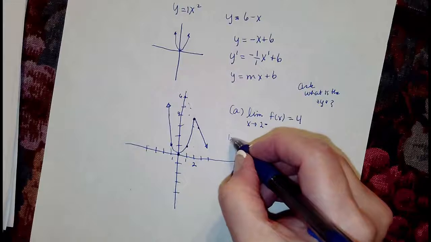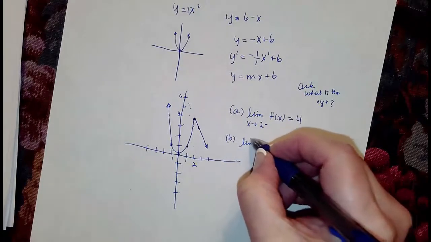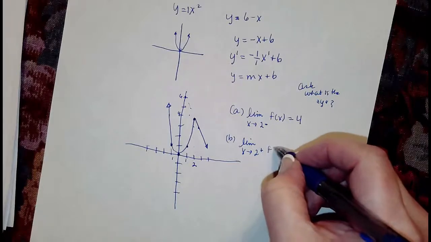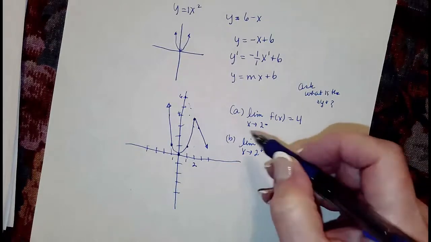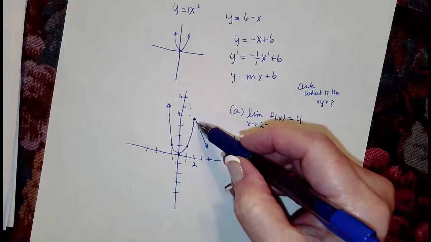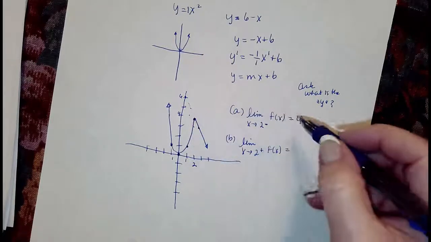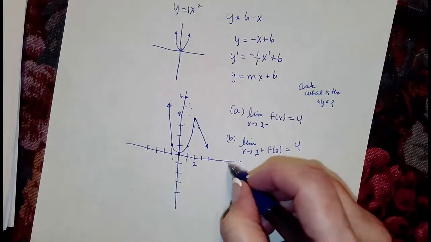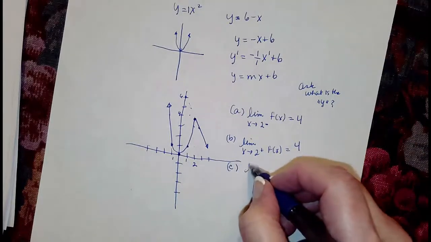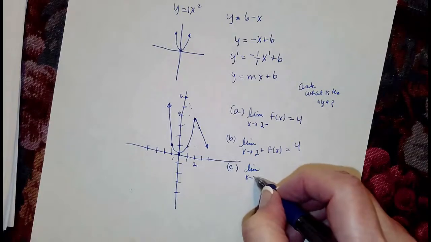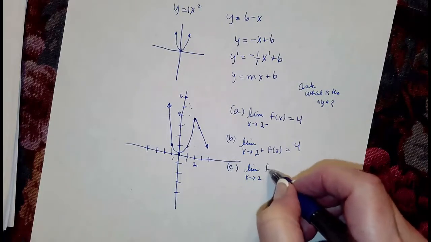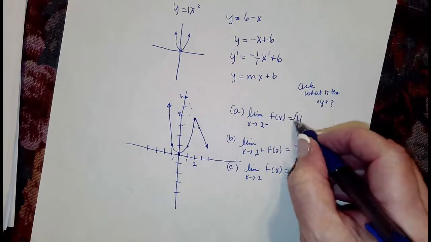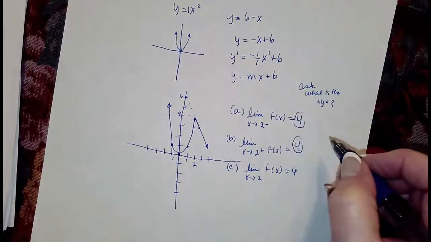Okay, so B part, the limit as x goes to 2 from the positive side of f of x. What do you get for it? We're going up and up and up until we get to 2, and it's again at positive 4. What's the y value? So the c is the limit of both those two things. So the limit as x goes to 2 of f of x is going to equal 4. And why? Because both this one and this one equal 4.